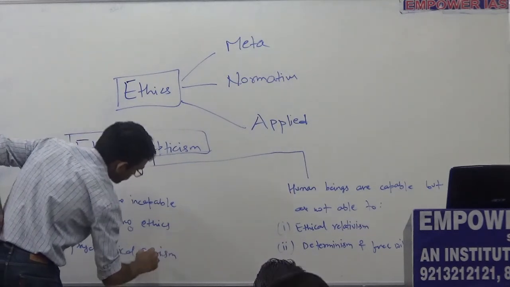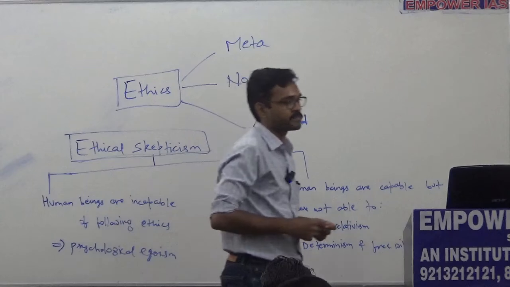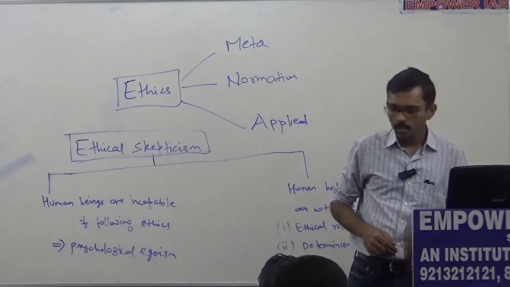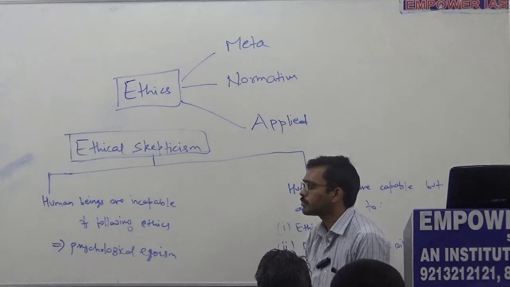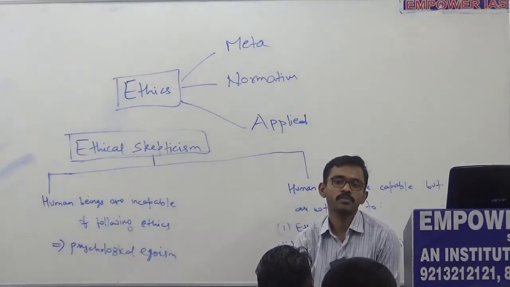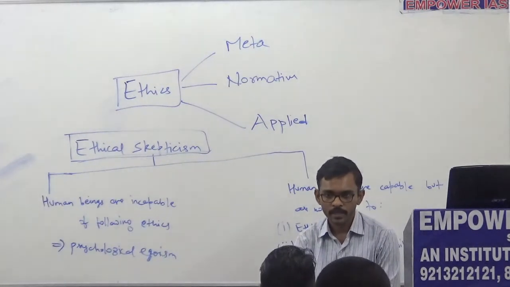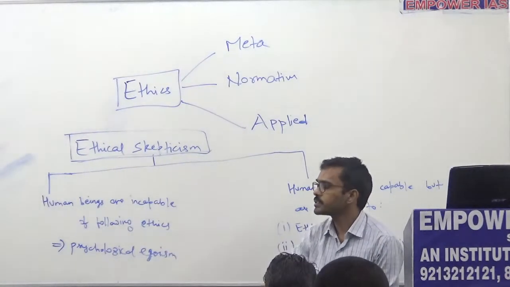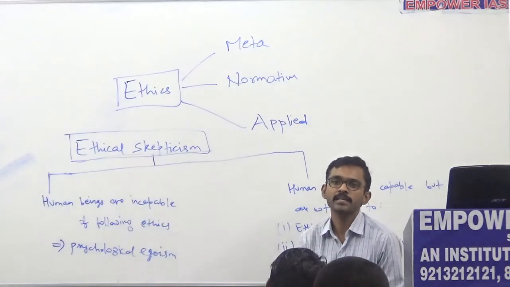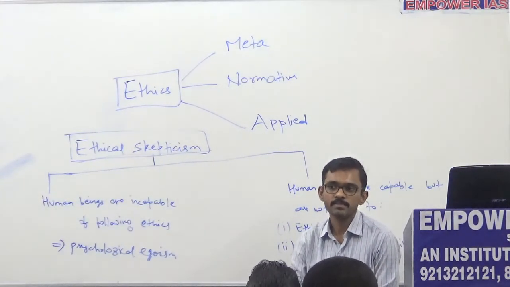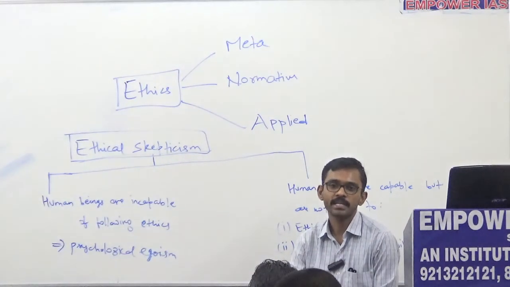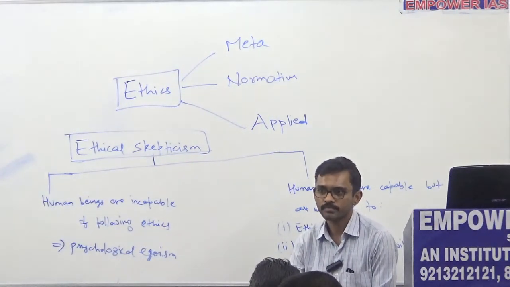Psychological egoism. Okay. So they believe that human beings follow basically what in philosophy is known as psychological egoism. Basically, psychological egoism believes that human beings are inherently selfish, and all they want is to maximize their self-interest. They indulge in self-preservation.